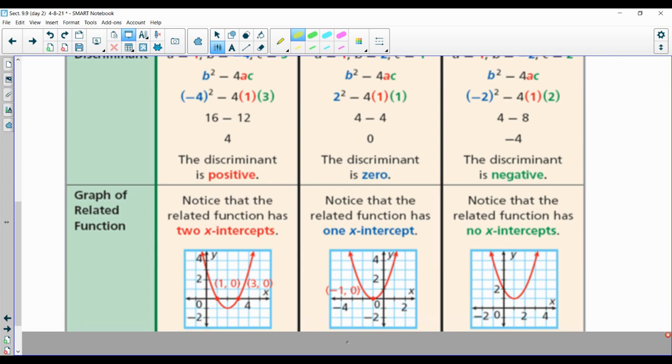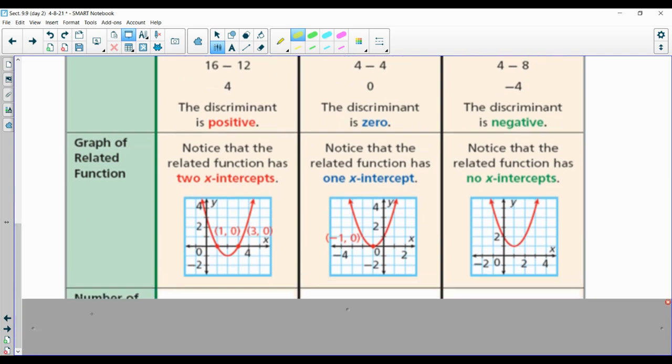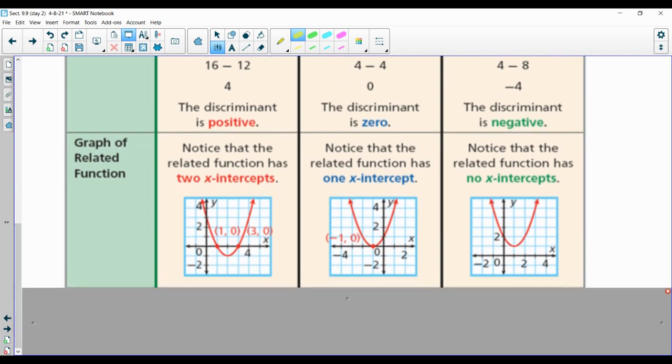Okay, does it give you the graph? All right, it gives you the graph. If the discriminant is positive, that means that we will get 2 x-intercepts. Those are our solutions. If it is 0, we get 1, and if it's negative, we get 0 x-intercepts.